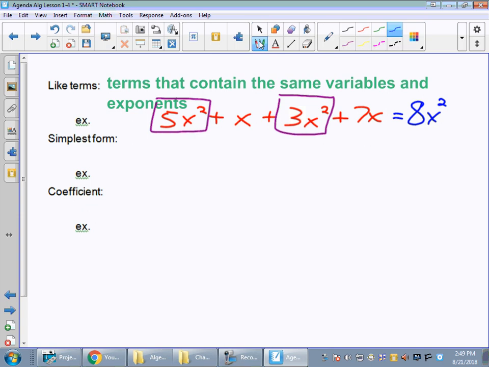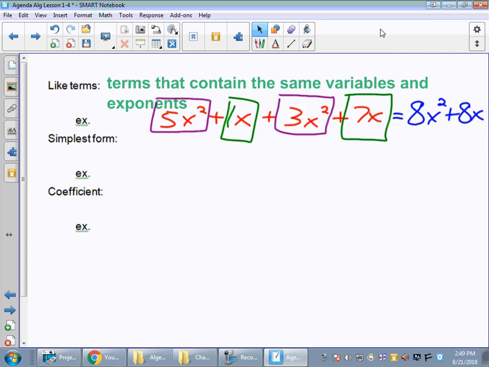Now again, we also have another term here with an x and then an x. They have the same variable and the same exponent, because it would be a 1. And so now we've got 7x, and hopefully we're sly enough to know that if there's not a number in front of it, it's a 1. So now we've got a 1x plus a 7x, which would give us an 8x. So in that case, what we're doing is combining like terms. It helps us to simplify.